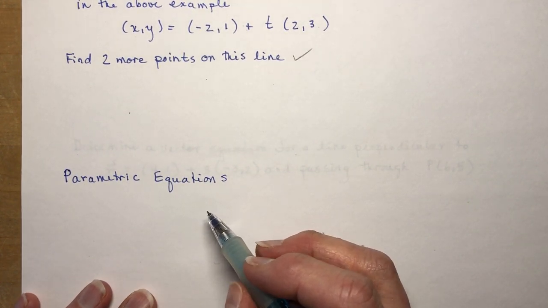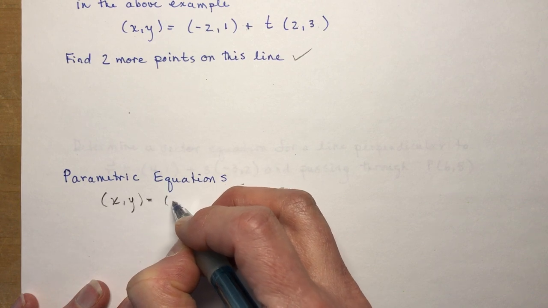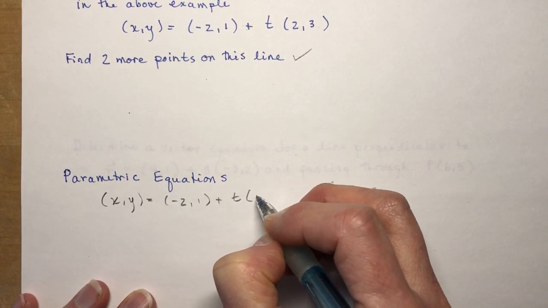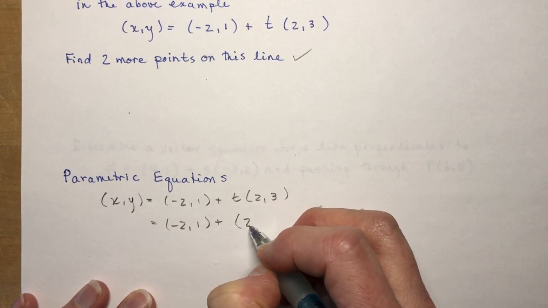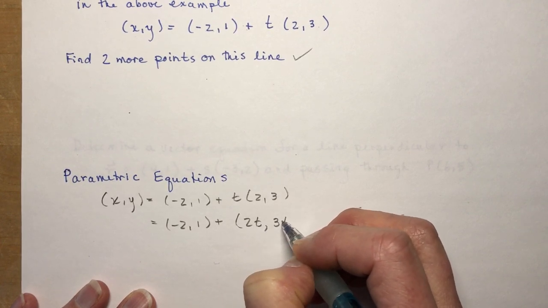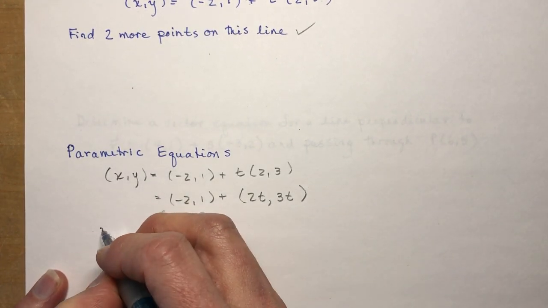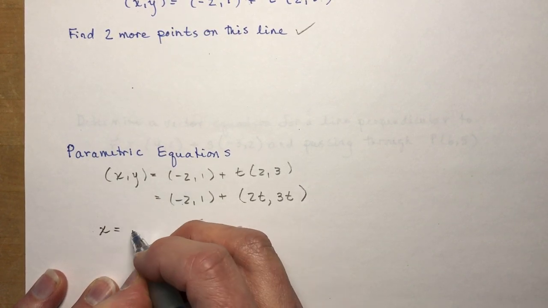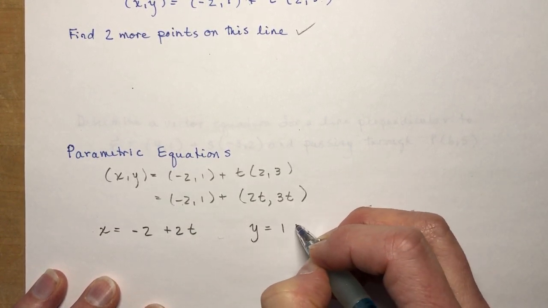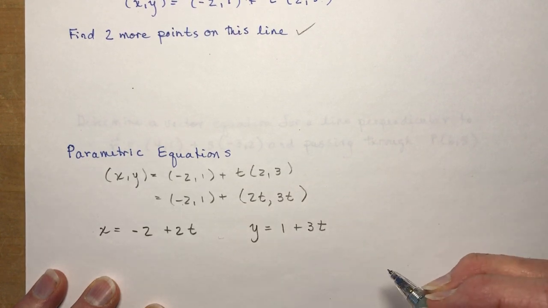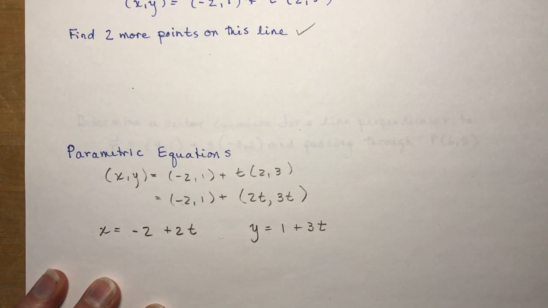So if I want to find the parametric equations, I have (x, y), let's go back to the equation that we had, (-2, 1) plus t times (2, 3). So that's the same as (-2, 1) plus (2t, 3t). And if I want to describe x in terms of what we have here now, I just say, well, x is going to be -2 plus 2t. And y is going to be 1 plus 3t, right? So these are what we call parametric equations in 2-space.